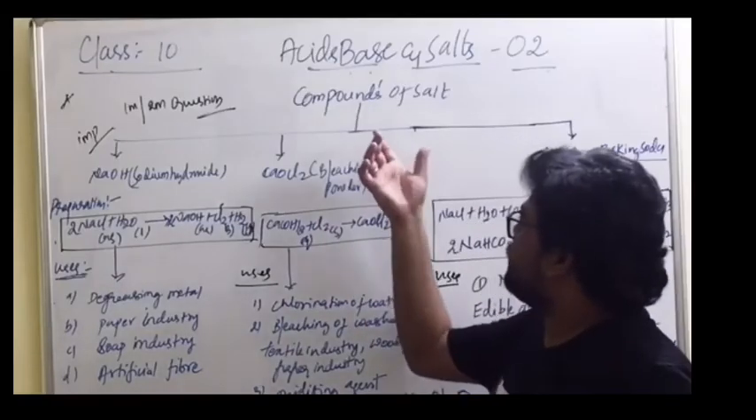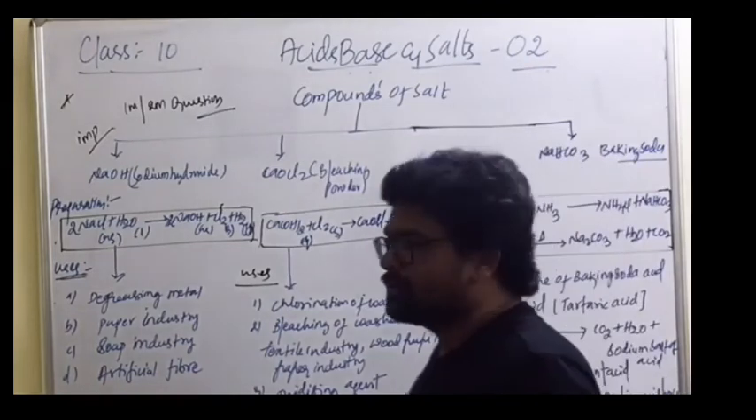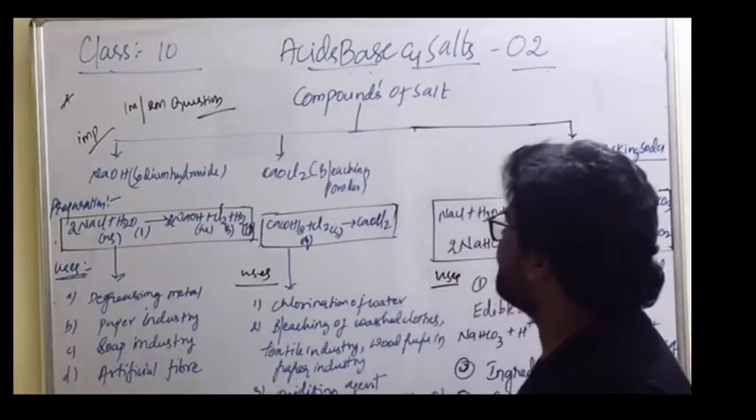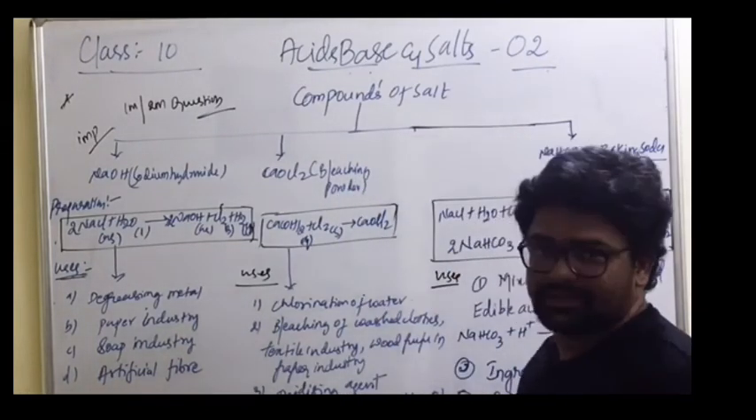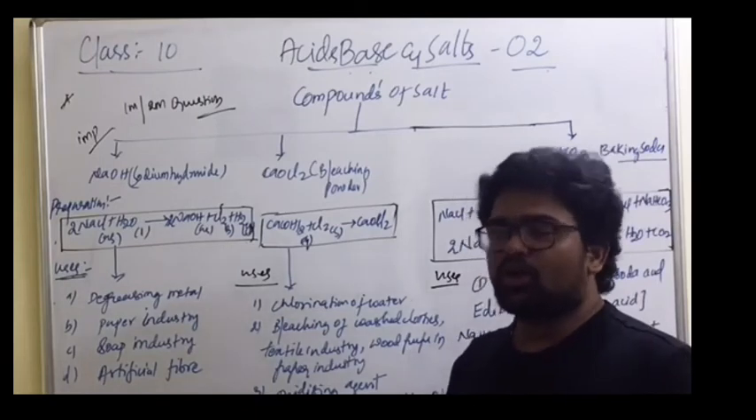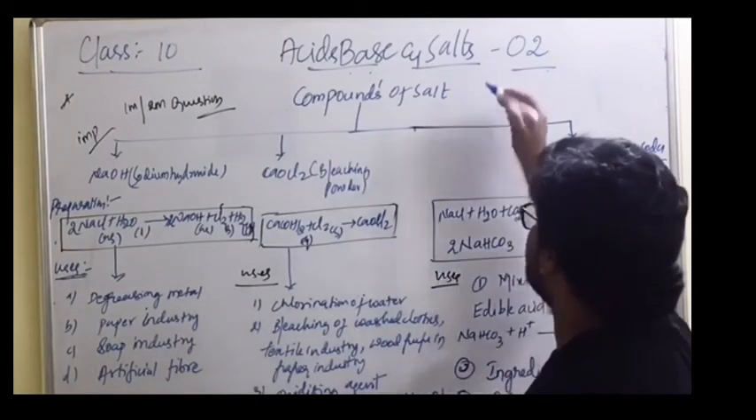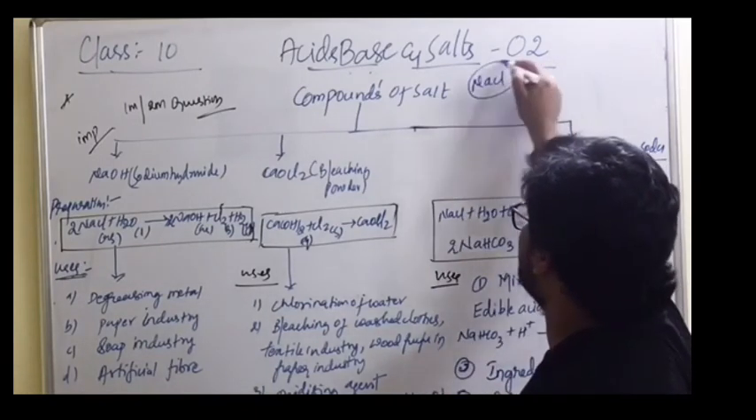So now next, the compounds of salt. What is salt? Salt is nothing but a compound formed by the reaction of an acid with a base. The common salt that we use today is sodium chloride.